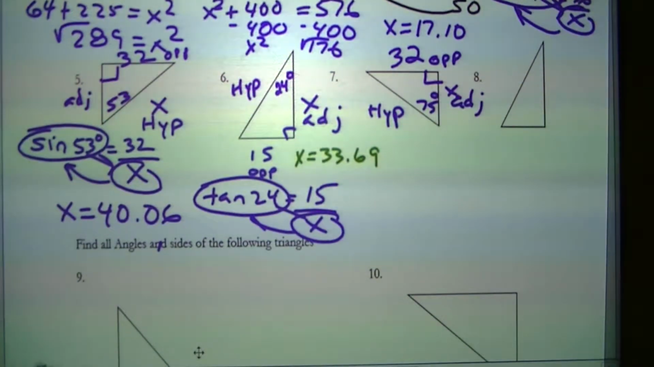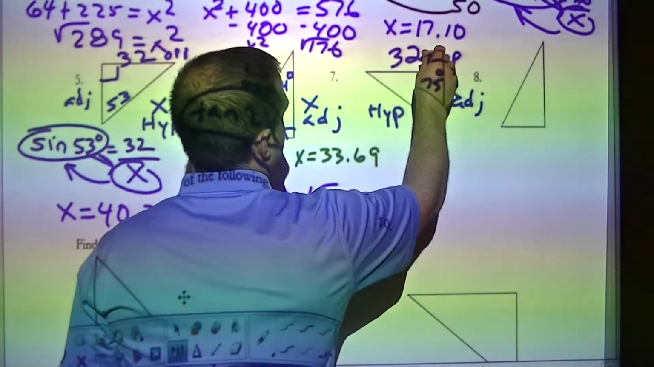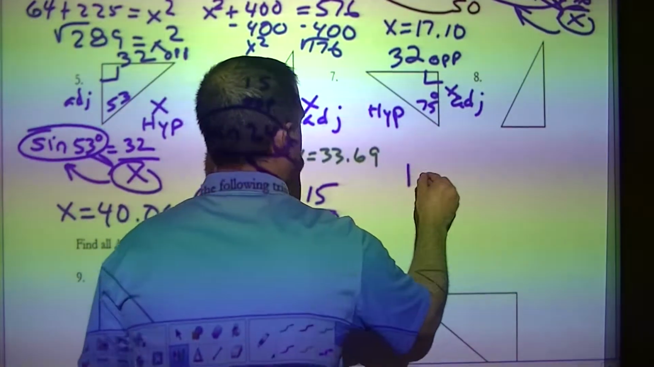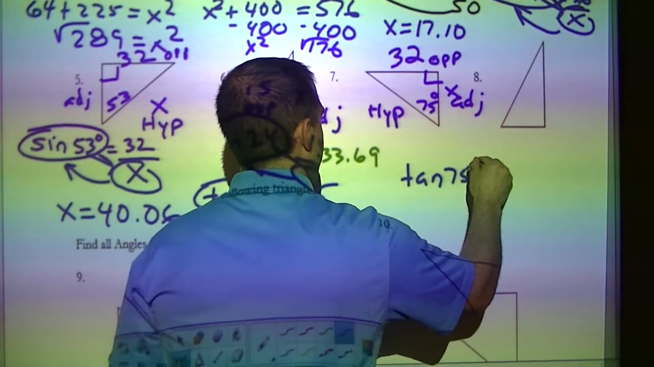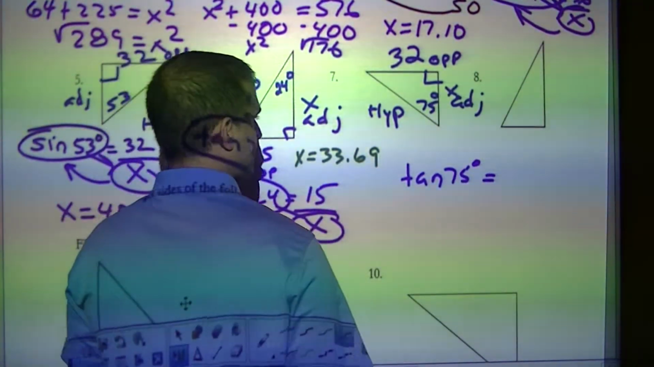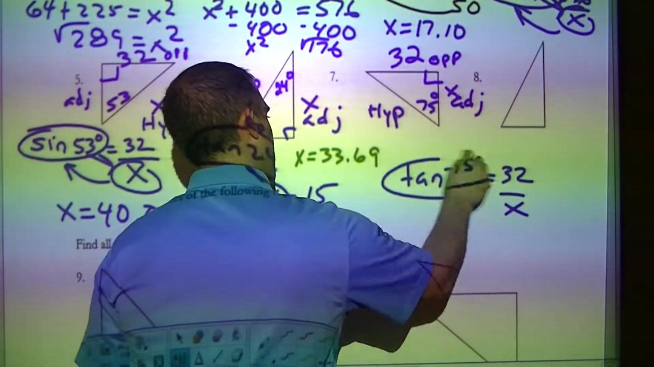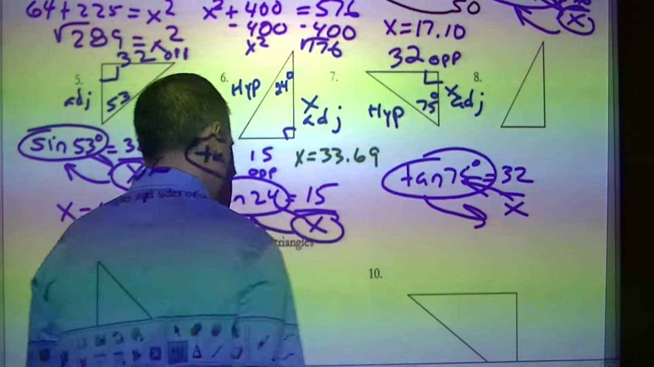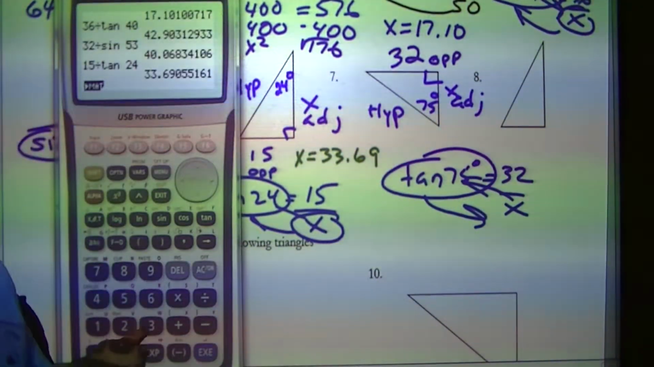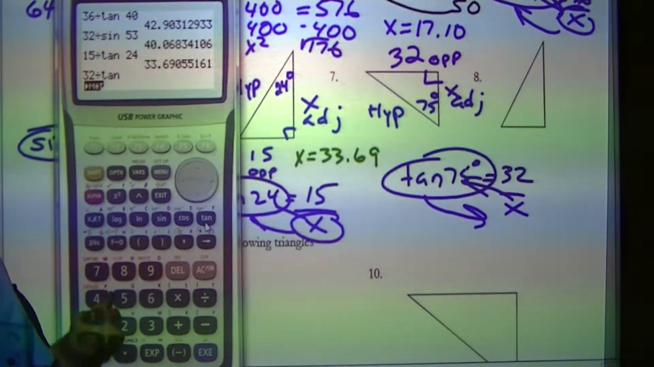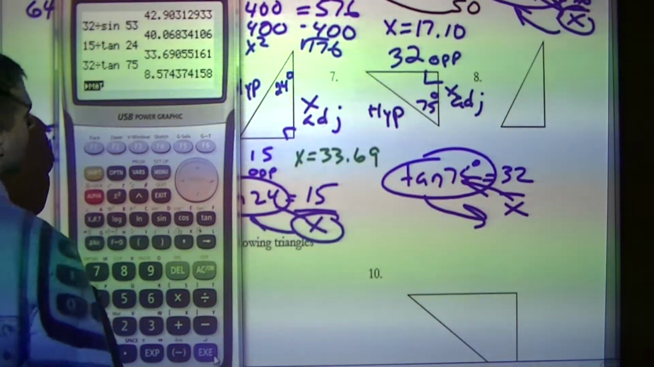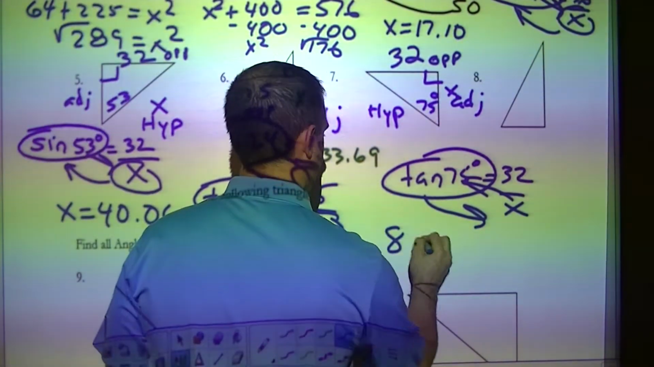I'm given the letters for opposite and adjacent, so I use tan again. Tan of 75 equals the opposite over the adjacent. Once again, I'm switching spots here. So I get 32 divided by the tan of 75.